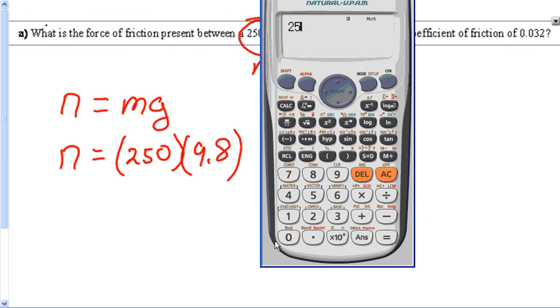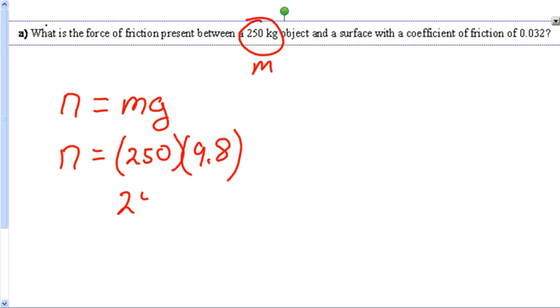So 250 times 9.8. Sierra's racing me, but I'm going to beat her. 2,000. Oh, now she's bragging. 2,450. What should be the unit? Newton. So there's that. Hey, we haven't even really read the question yet. What is the force of friction, though, it asks?